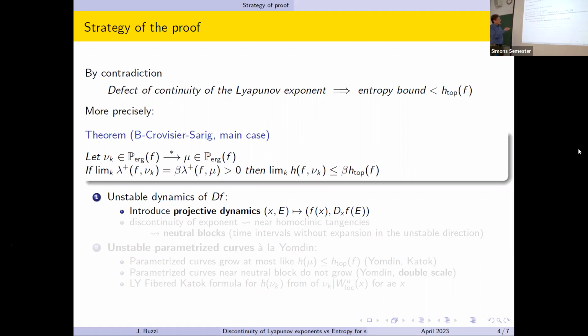What I'm saying is that if you have this assumption, if beta equals 1, then you're happy. It means that the Lyapunov exponent converges. So by contradiction, you assume that beta is less than 1, and it gives you that the lim sup of these entropies is bounded away from the topological entropy. So it's a proof by contradiction of the other statement.